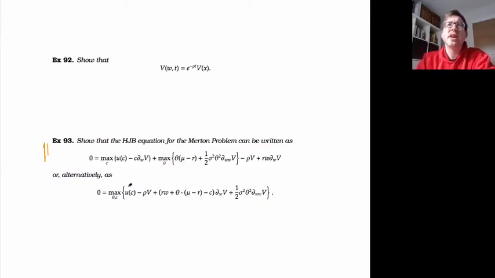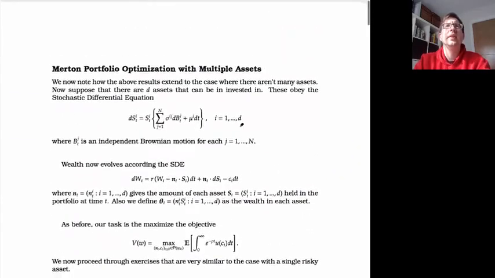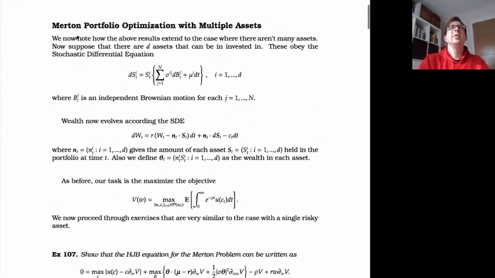And now what I wanted to cover is how we do this in a case where there are many assets that we can invest in. It's just a slight generalization of the previous case, so I'll recap that now. Just get to the beginning of this section. We're going to look at Merton portfolio optimization with multiple assets, and I want to show you that it's not a big extension of the case where there's just a single asset that we can invest in. So we note how.